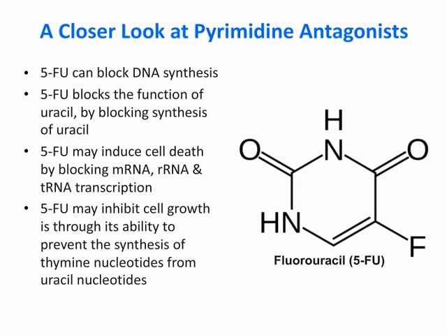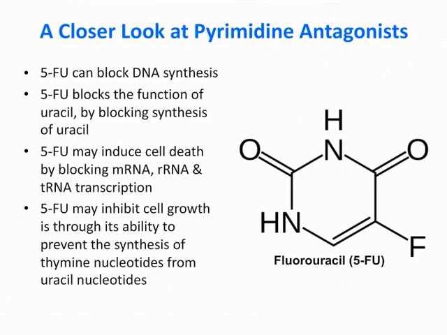So here's an example of a pyrimidine antagonist, 5-fluorouracil, or 5-FU. It blocks DNA synthesis by blocking the function of uracil, and it can also induce cell death by blocking transcription and inhibit cell growth. So I would know the example of pyrimidine antagonists. 5-FU is a pyrimidine antagonist, and then also know the purine antagonists, which would be 6-MP and 6-TG from the previous slide.